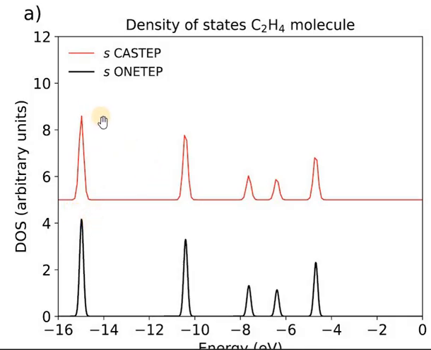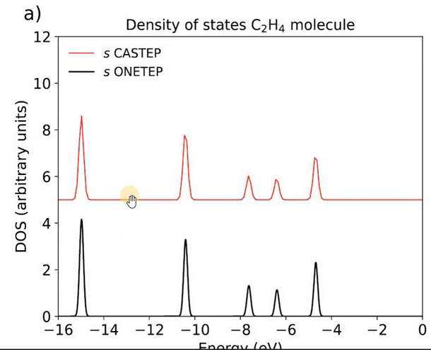Here we see the s orbital contribution to the DOS of the ethylene molecule C2H4, while the red line represents the result from CASTEP, and the black line shows the ONETEP results. Remember, the x-axis is the energy in electron volts, and the y-axis is the DOS in arbitrary units. We are primarily interested in the shape and relative heights of the peaks, as the absolute values are less important here. So notice that both CASTEP and ONETEP show peaks at similar energy positions.